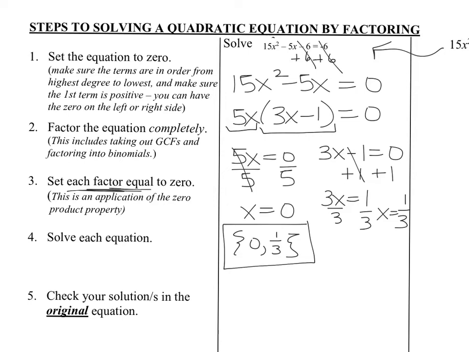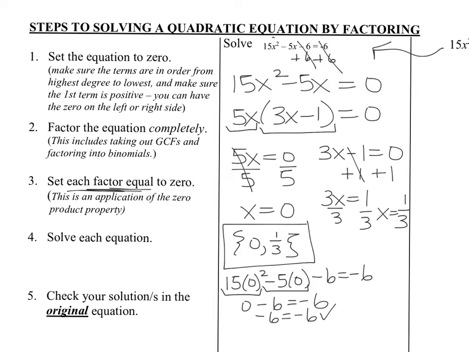So now to do your check, you're going to check in your original equation. So I'm going to check 0 first. So I'm going to do 15 times x squared, which is going to be 0 squared, minus 5 times 0 minus 6 equals -6. Now if you think about this, 0 squared is 0 times 15 is 0. -5 times 0 is 0. So what I have is 0 minus 6. And 0 minus 6 is -6. So you do get -6 equals -6 on the first one.